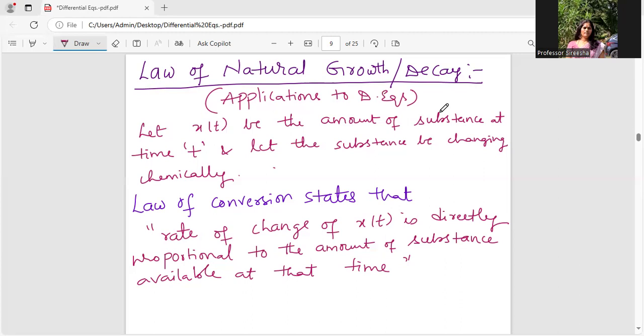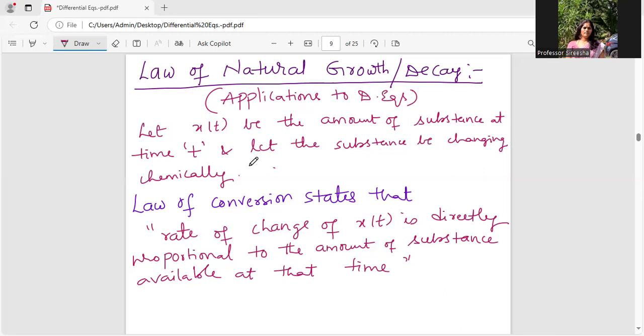Of course, with a single parameter t here we'll be talking. When we talk about real-time models, there'll be multiple parameters. This is just a basic example for applications of differential equations. Now coming to how the problem is formulated. Let x(t) be the amount of the substance present at time t, and let the substance be changing chemically.